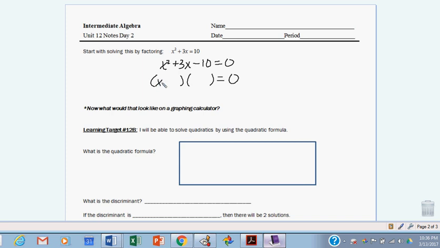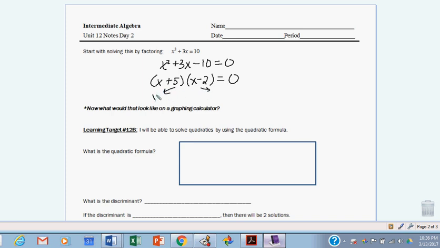So then, just like we've been working on, we have x and x. Signs are going to be different. So x plus, x minus. And then factors of 10 are 5 and 2. So that is the right way to factor. I got it on the first try. But then we do the split and solve.